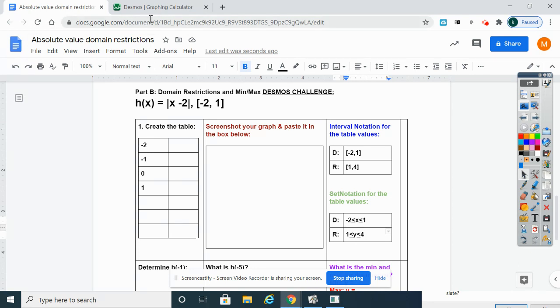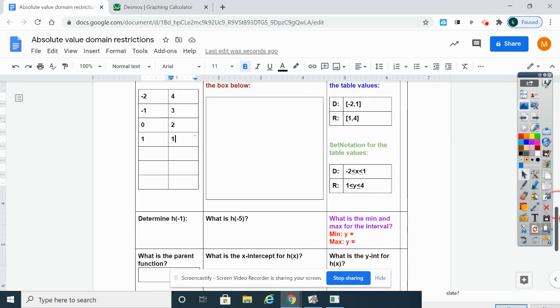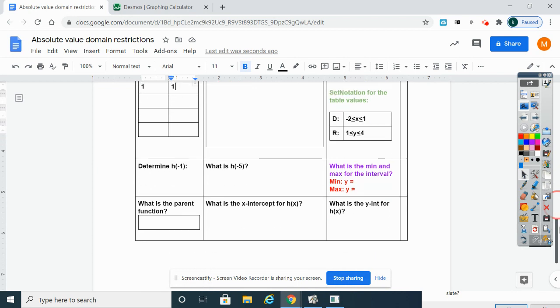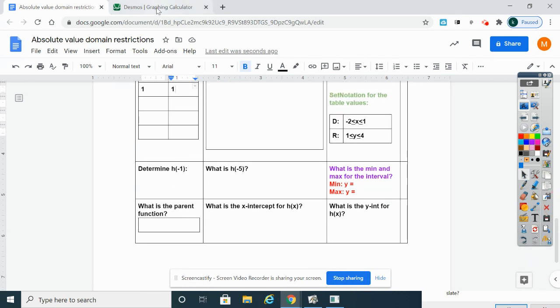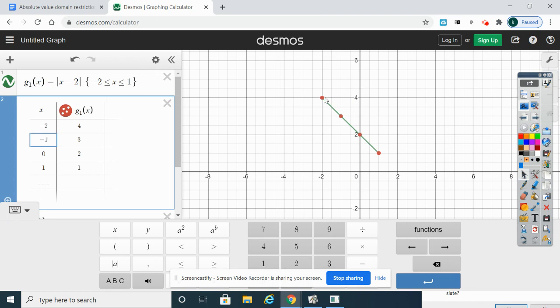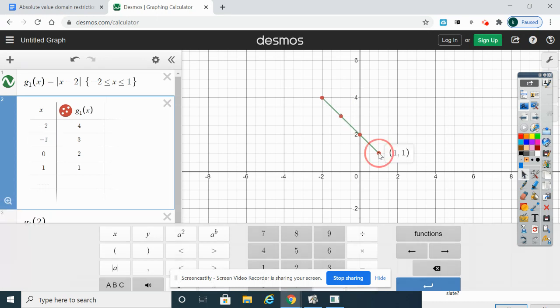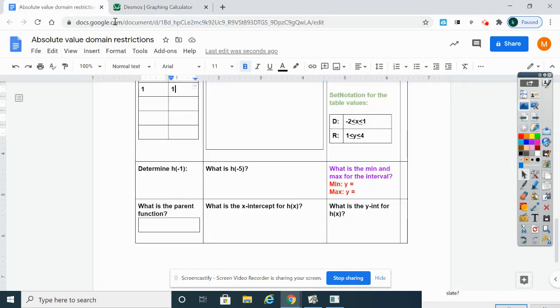And then let's update our table. That was 4, 3, 2, 1. Where are we going? We know what the picture looks like. We can screenshot that from Desmos. What is the minimum and the maximum? The minimum, again, is just the lowest point. The lowest point here is +1, and that is at X is equal to 1. Lowest point, the min is 1 at X is equal to 1.